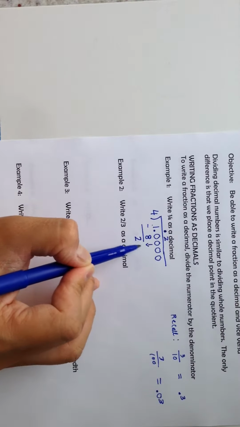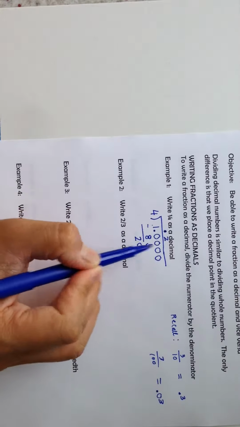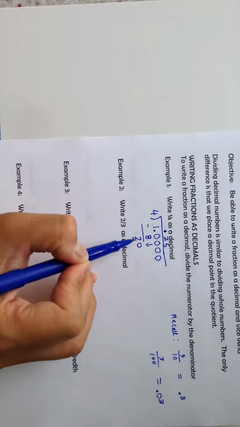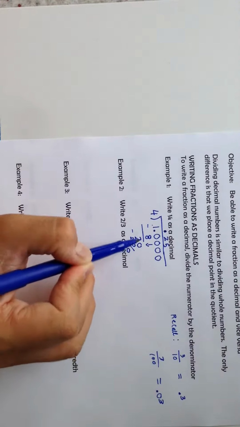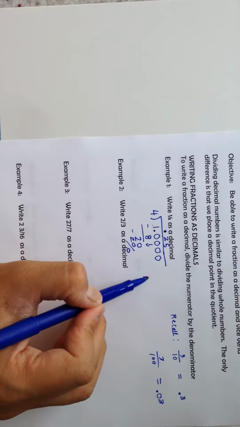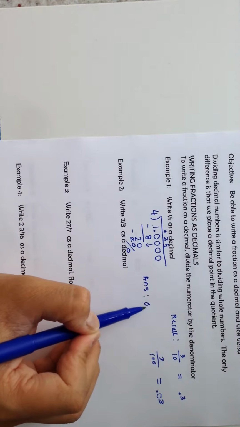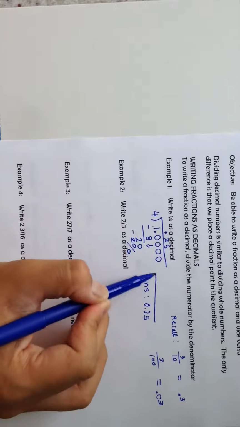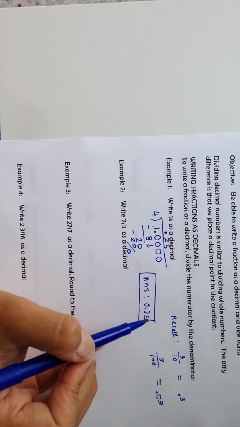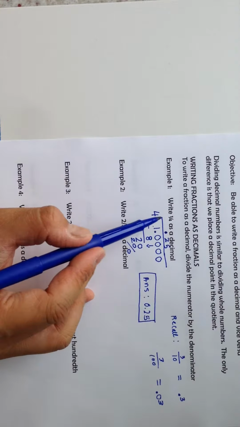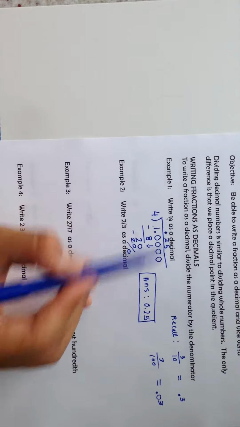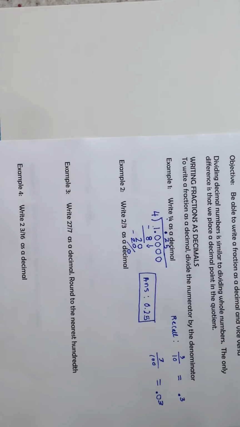Bring down the next 0. 4 goes into 20 5 times. 5 times 4 is 20. And because my remainder is 0, I am done. Therefore, I have 0.25 as my answer. That is how you write a fraction as a decimal. I'm going to walk you through another problem.